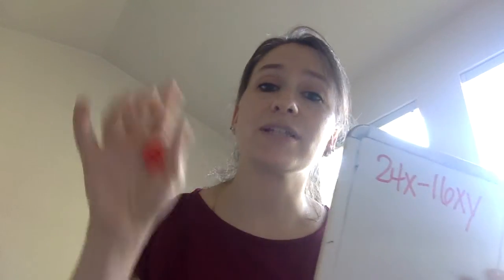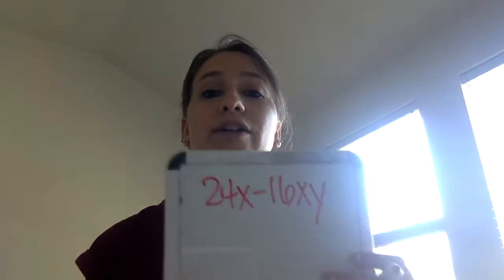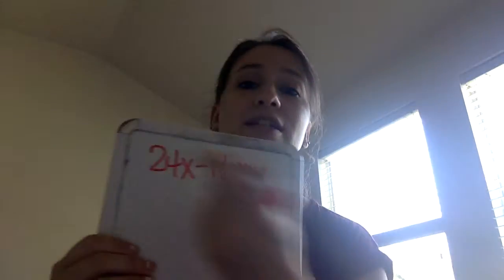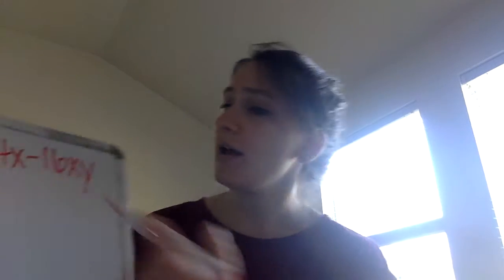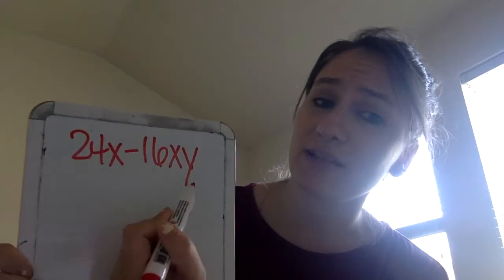To factor means to break it down, remember, into two factors that could be multiplied back together to give me this. For example, if I wanted to factor 6, I could say 1 times 6 or 2 times 3. But this is kind of weird because it's two things subtracted from each other. How do we factor that? Well, we can find the greatest common factor or the thing that they both share.